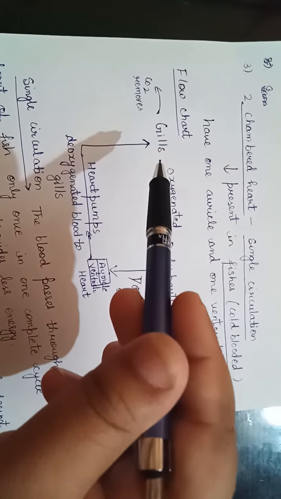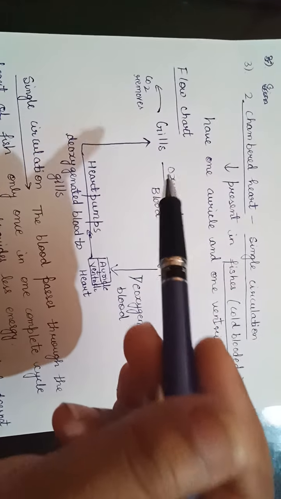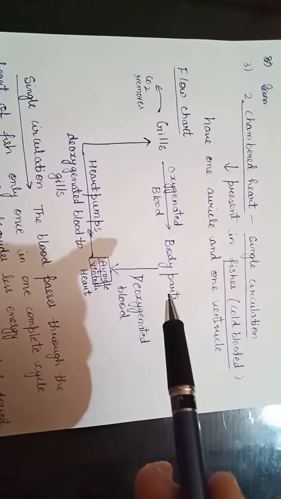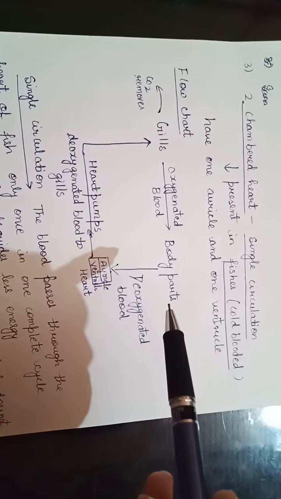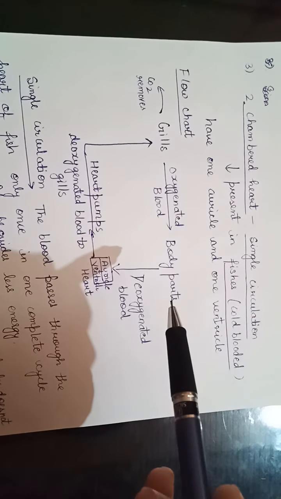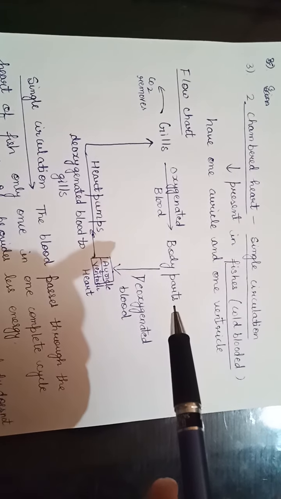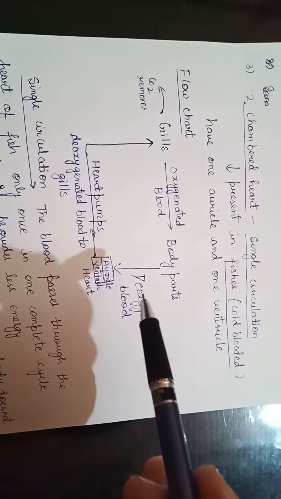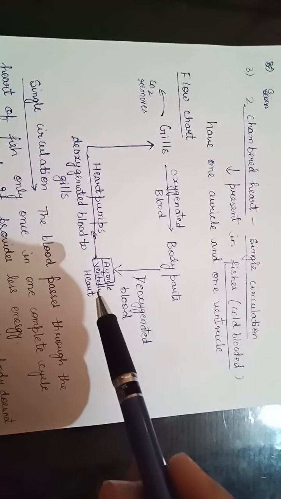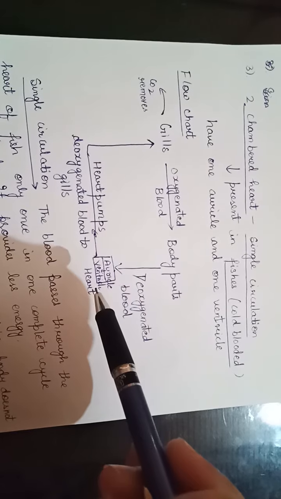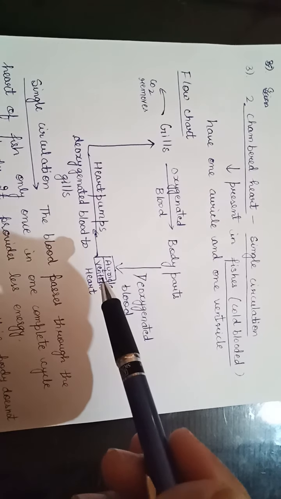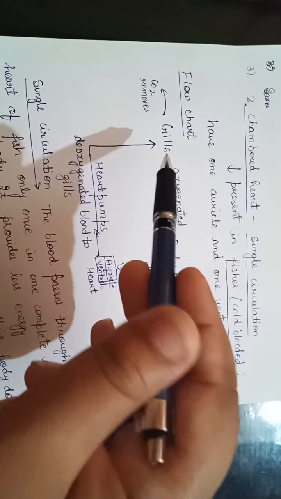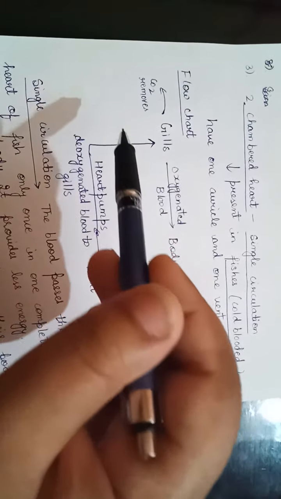As gills are responsible for extracting the oxygen from the water, only the oxygen will be transported to the body parts. Okay, and in the body parts respiration occurs, and during respiration it produces carbon dioxide, and because of this carbon dioxide the blood now becomes deoxygenated. This deoxygenated blood goes to the heart, and the heart contains one auricle and one ventricle only. So the ventricle pumps the deoxygenated blood to the gills, okay, and the gills remove the carbon dioxide.